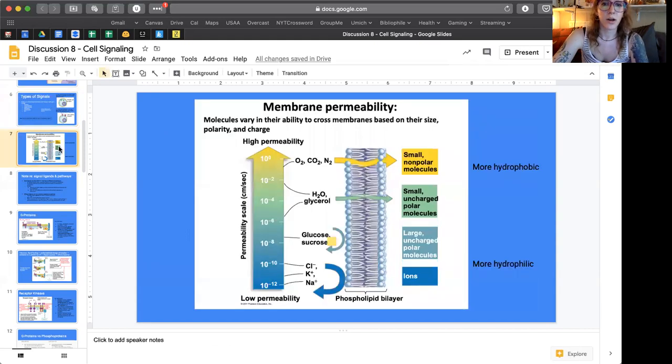Hopefully you can remember this was from the lectures in exam 1. But in order for something to cross the membrane on its own, it's going to have to be really small and nonpolar and uncharged and hydrophobic. Anything else is not going to be able to cross. So anything on the more hydrophilic, larger, polar side of things is going to require those external receptors.